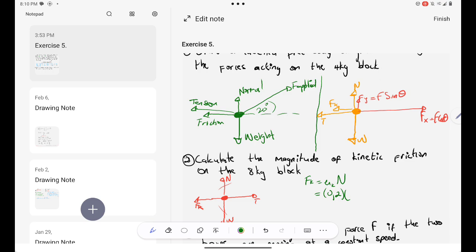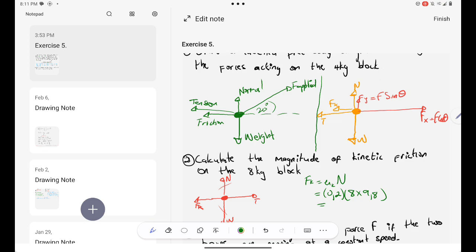So since gravity is equal to normal force, for me to find the normal force, I'll simply take the mass, which is 8 kg, multiplied by the gravitational acceleration. So this will give me the value of my frictional force: 0.2 multiplied by 8 multiplied by 9.8.